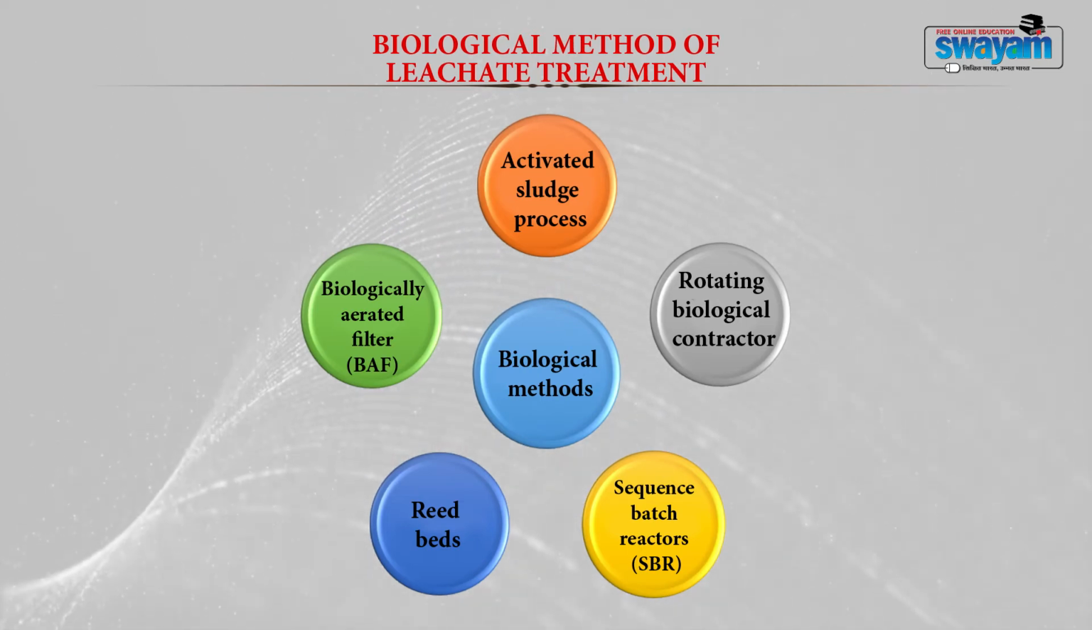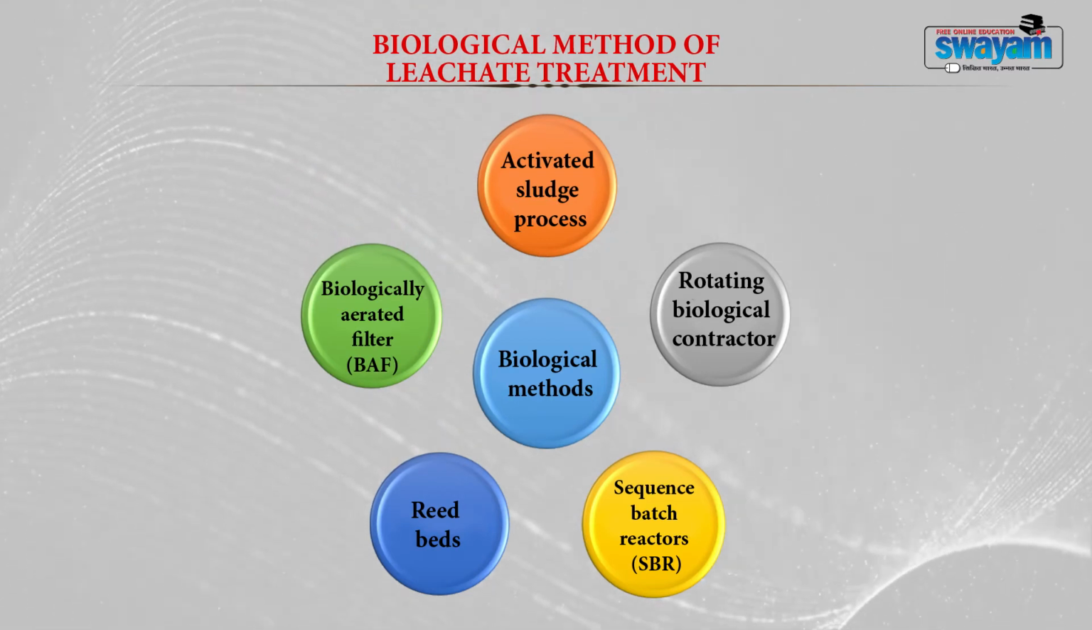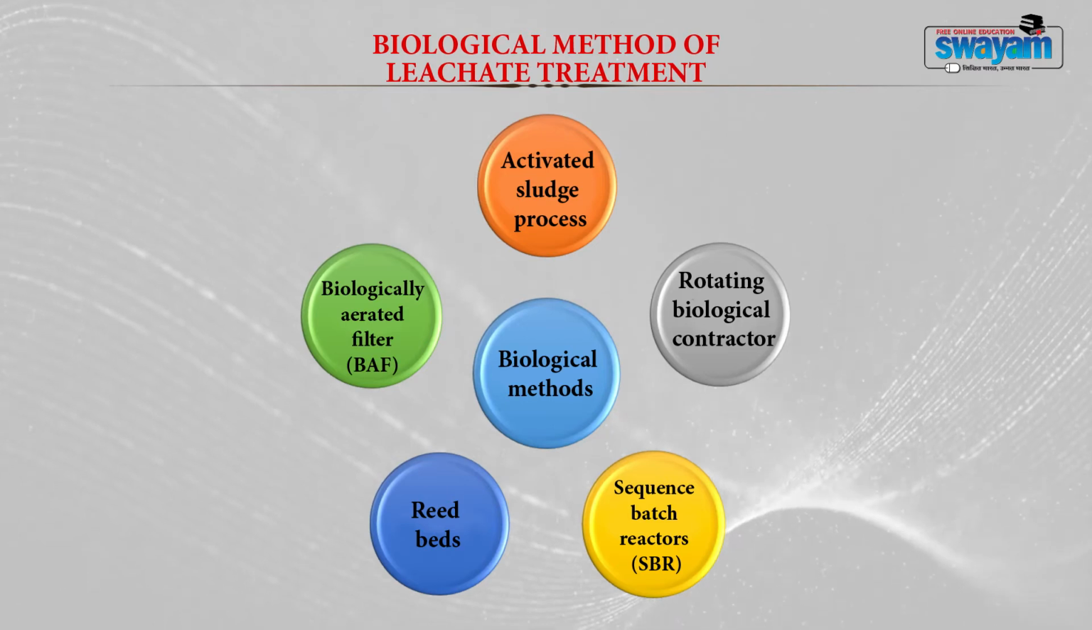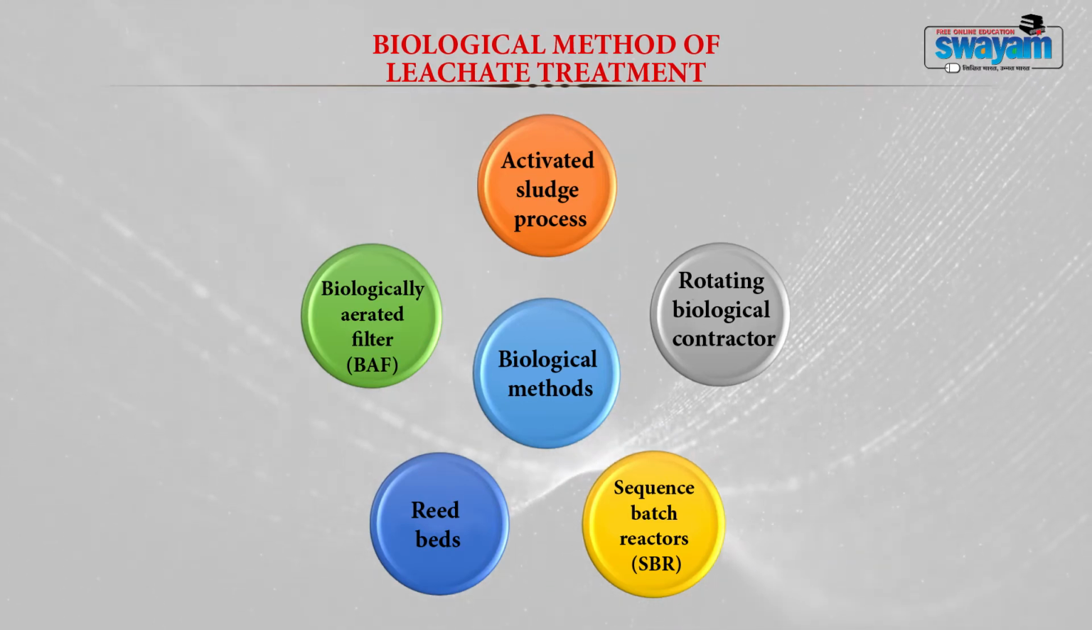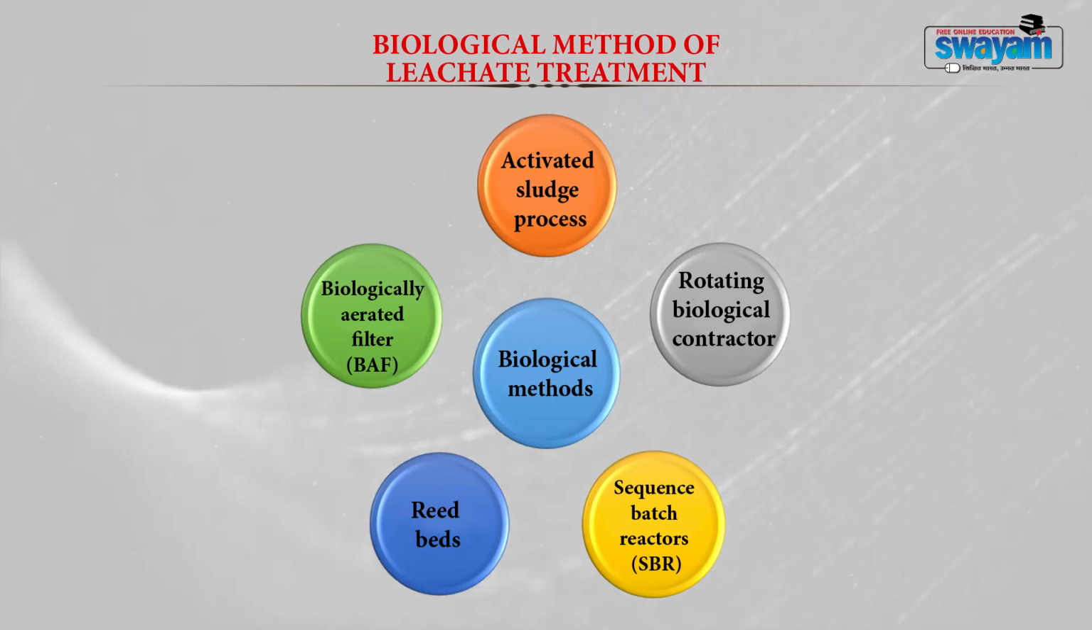Now, in the activated sludge process, you subject the leachate to a mass of microorganisms, which convert it into biomass and help in degradation. The effluent that is coming out of the aeration tank can be settled down in a secondary sedimentation tank, and the effluent can be further subjected to tertiary treatment.